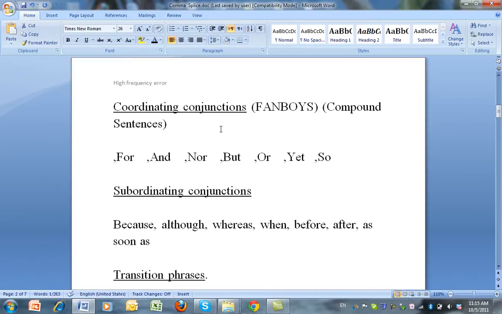We know we have coordinating conjunctions, which we call the fanboys, and they make compound sentences. As you can see, they're right here: for, and, nor, but, or, yet, so. The most common ones are and, but, and so. Those are the most frequently used in your writing.